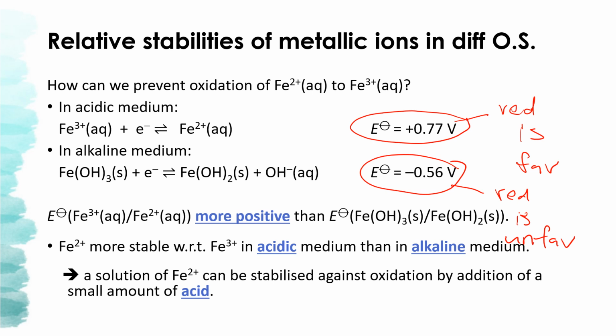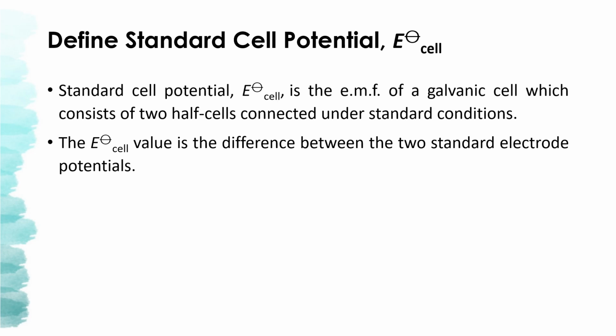Okay, let's continue. When you combine two half cells together to get a galvanic cell, we need to know the voltage of this galvanic cell that you have created. I think when we say the word galvanic cell, it's still quite foreign to you. Maybe I should use the word battery. A battery is actually a galvanic cell.